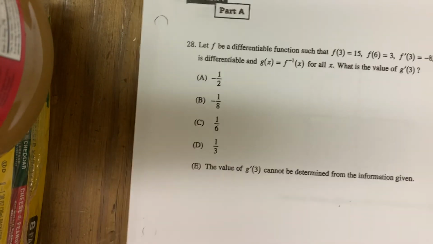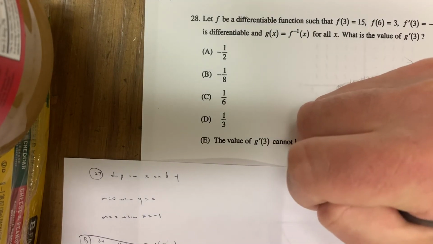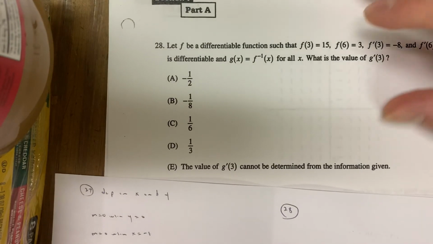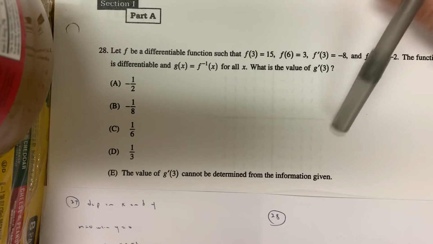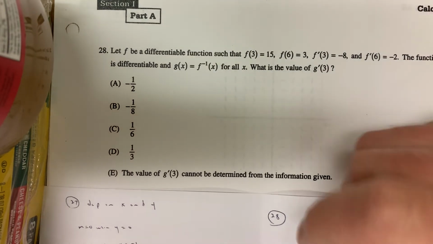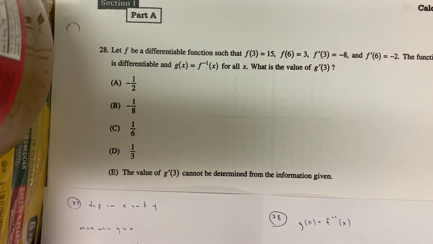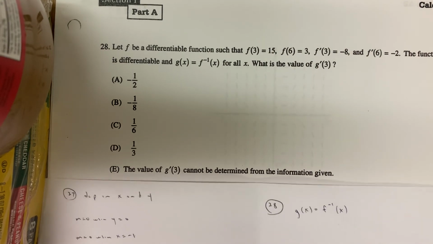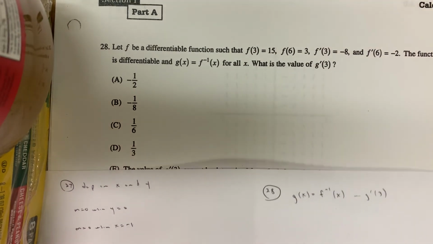Finally, number 28 right here is the end of this part A. Let f be a differentiable function such that f of 3 is 15, f of 6 is 3, f prime of 3 is -8, f prime of 6 is equal to -2. The function g is differentiable, and g of x equals f inverse of x. So g is the inverse of f, and they want to know what g prime of 3 is. Oh, they want the derivative of the inverse.